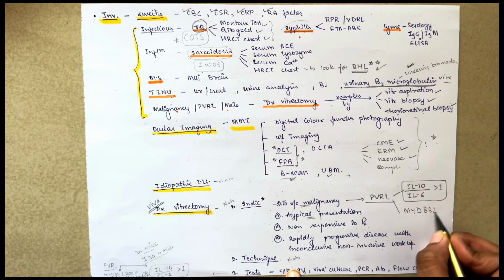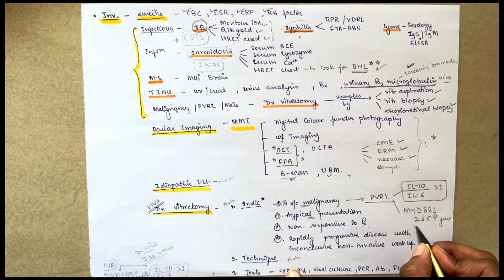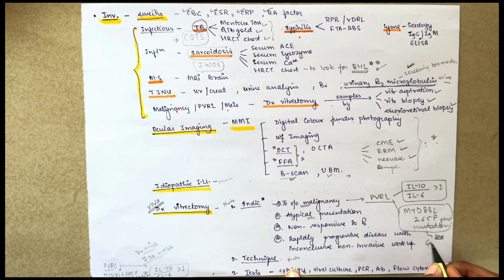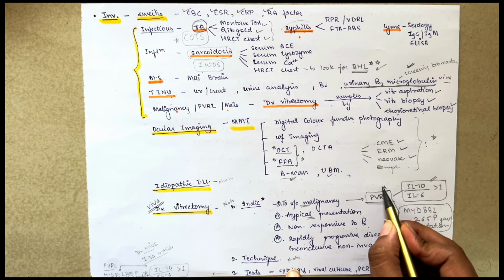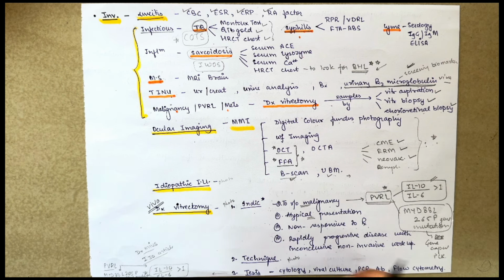MYD88 L265P gene mutation is also seen. If these two things are confirmed, this is by PCR, GeneXpert. This is mainly by GeneXpert, PCR, and interleukin test. It is confirmation for PVRL. So you remember just this page for investigation.